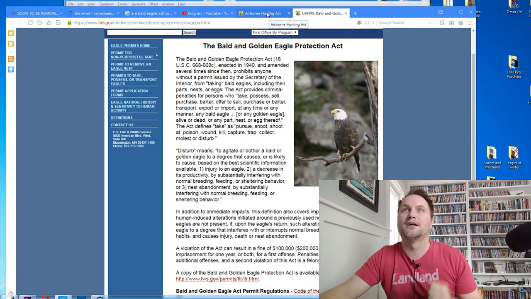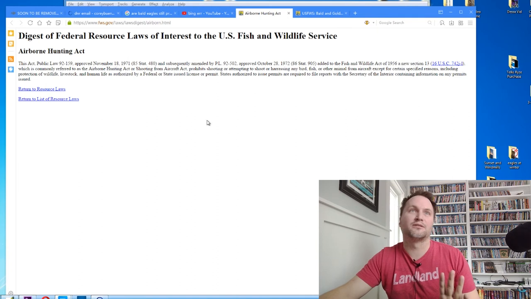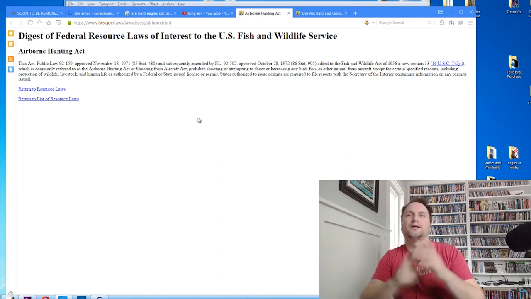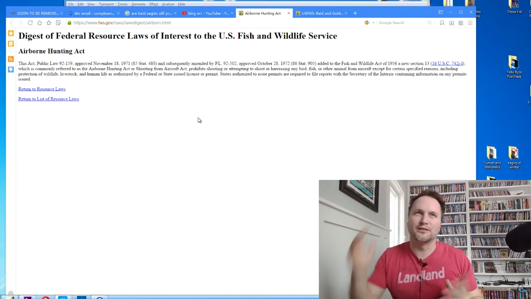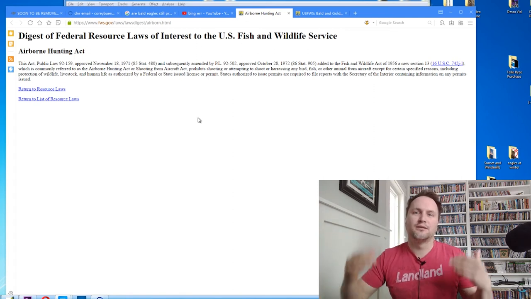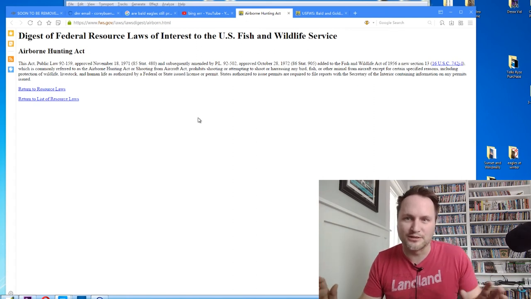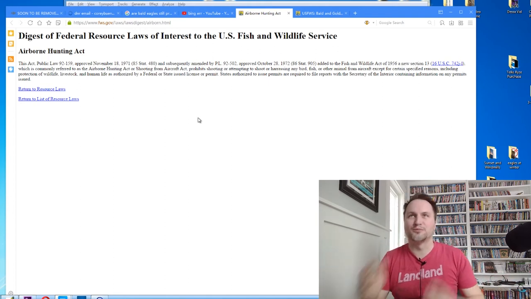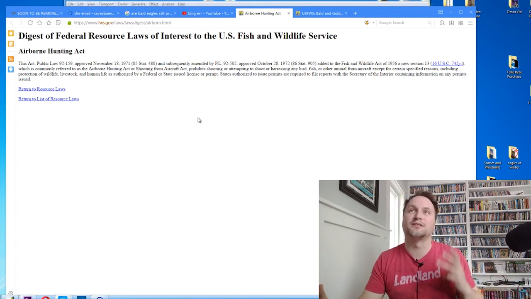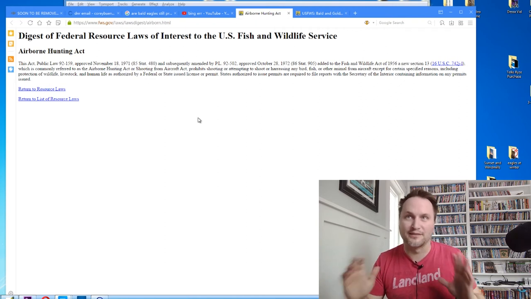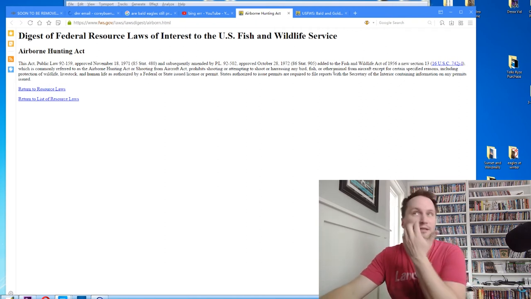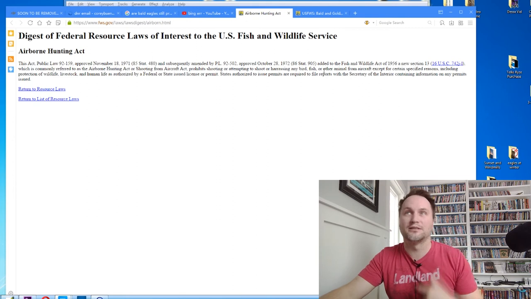If it's a one-time offense and you didn't mean anything by it, like I did, hopefully they just let you off with a warning. The second law that he talked about, the Airborne Hunting Act, I kind of disagree with how they're interpreting this law, but it probably will not stop them. Your interpretation of the law will not stop them from pressing charges if you're doing something dangerous or blatantly harassing wildlife.